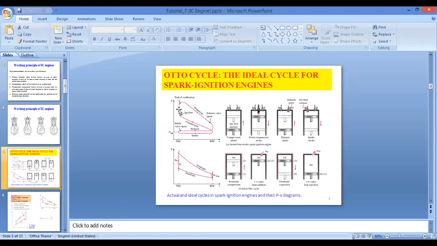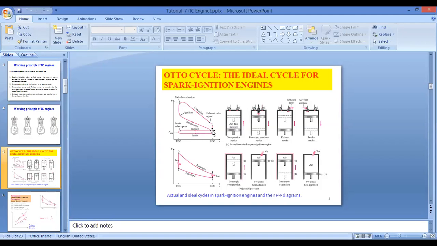You can see the difference over here. It is not exactly constant volume heat addition, but this process is somewhat similar to constant volume, and we know the relationship between pressure, volume and temperature for the constant volume process. So that's why we assume that it is a constant volume heat addition process. The next one is the power stroke. Now the air fuel mixture will burn and expand the piston. So the next process, 3 to 4, is the isentropic expansion.